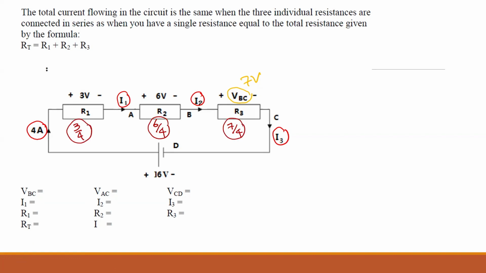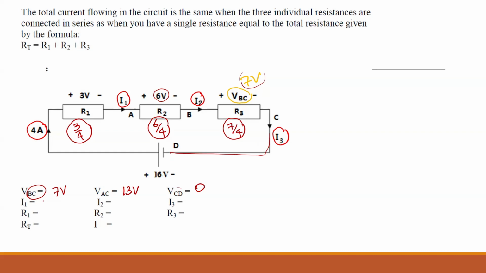Same as in the previous one. VBC, B to C, VBC we found 7. AC is 6 plus 7. Do you agree? Yep. CD, again the same way, 0.